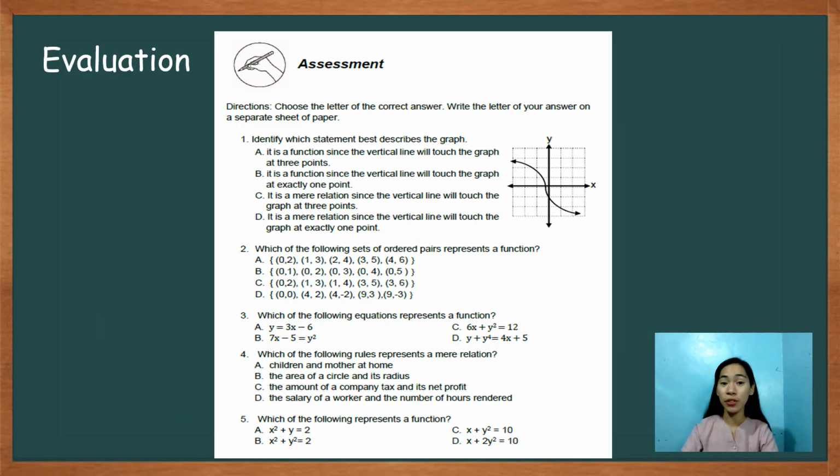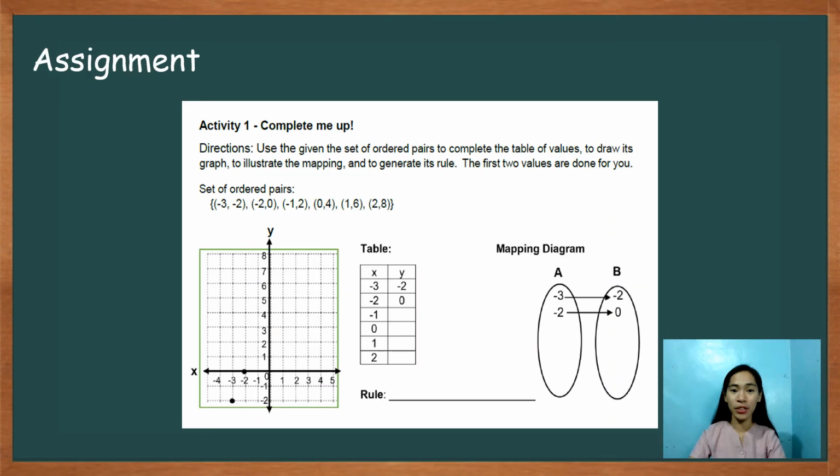To fully test if you understand the lesson, do this activity. Write your answer on one whole sheet of paper. And for your assignment, answer this one. Complete Me Up. You're going to use the given ordered pairs to complete the table of values, to draw its graph, to illustrate the mapping, and to generate its rule. The first two values are done for you. Okay?